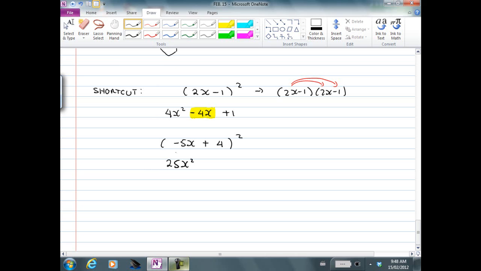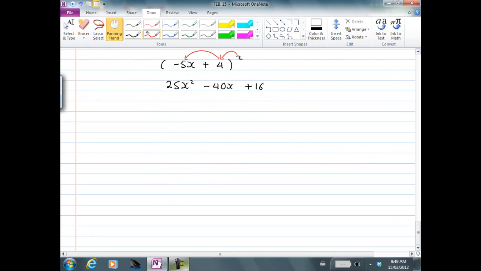Let's do the middle term. I think we're ready to jump straight to the middle term now. What's the middle term going to be? Negative 40x is correct. If you're lost, look at what she did. She went 2 times positive 4, which is positive 8, times, and remember, this is a negative 5. That's why it's negative 40x. Finally, what's the last term? Positive 16. Good. The reason why you need to know that is it's going to get a lot more complicated.